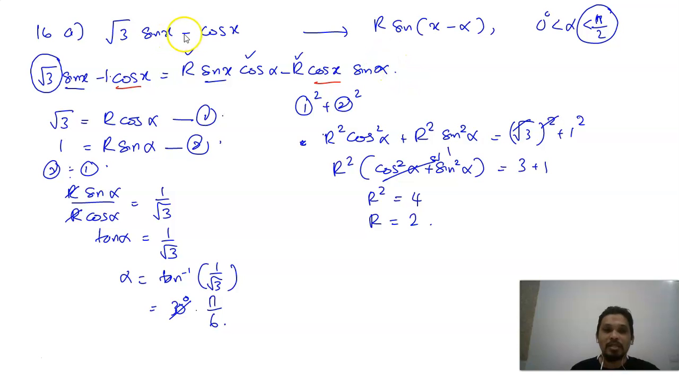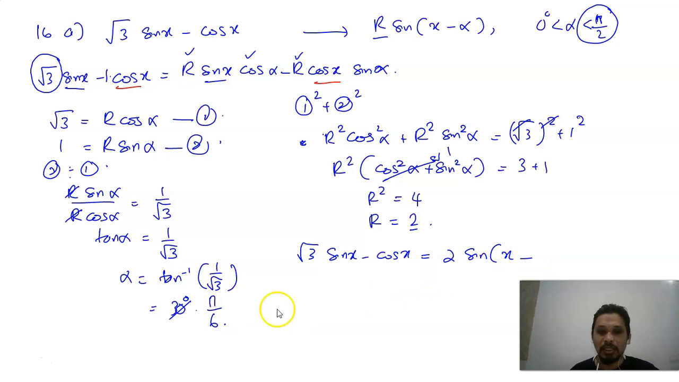And we're going to express this in the form of this: square root of 3 sine x minus cos x equal to r, equal to 2 sine x minus alpha, which is pi over 6. Question 16. 2 sine x minus pi over 6. Question 17a.